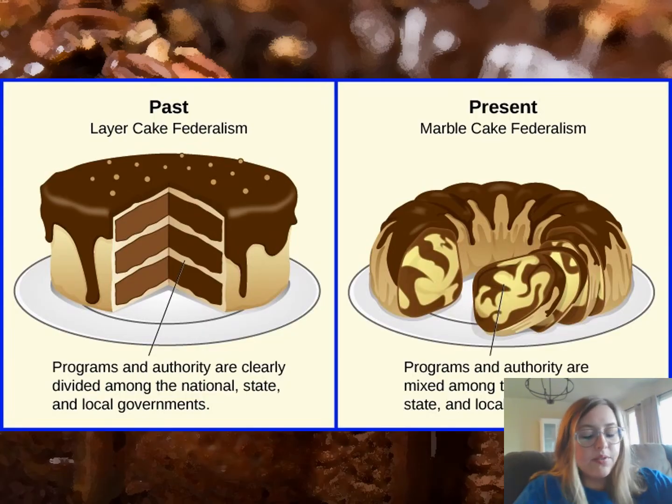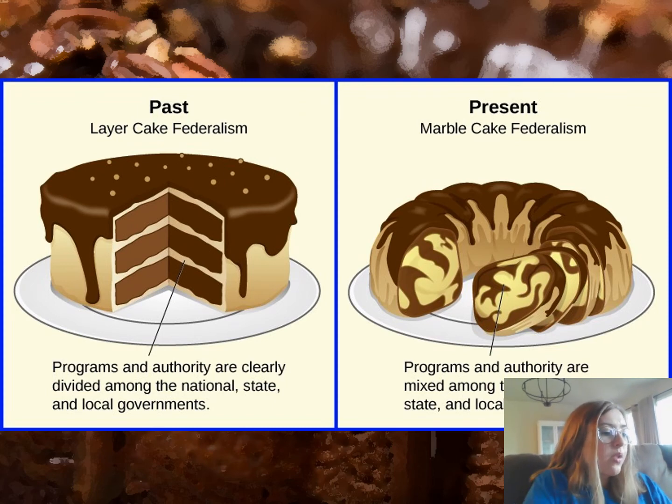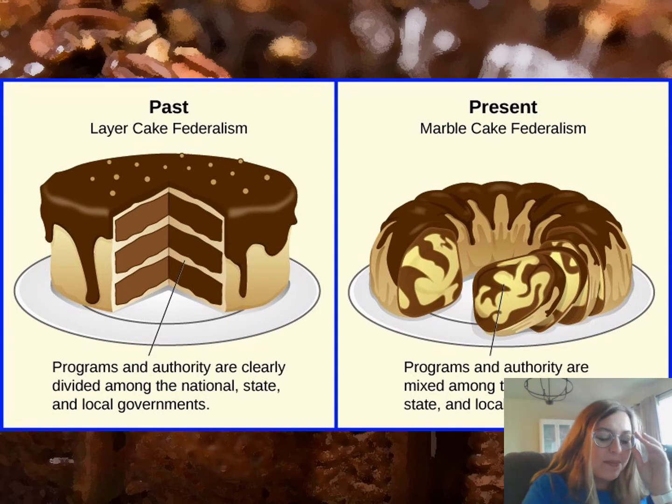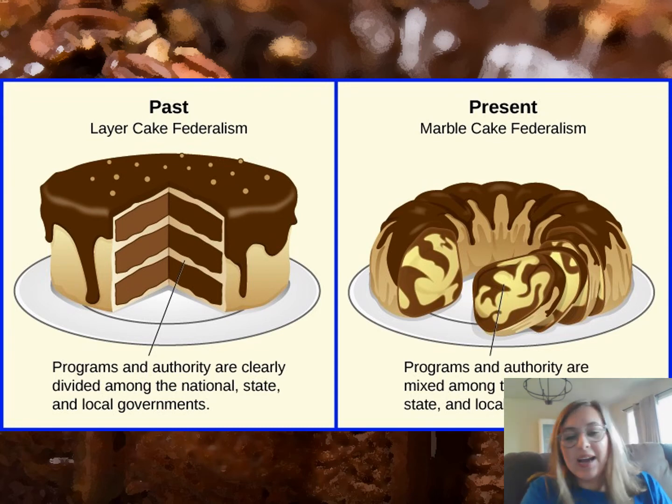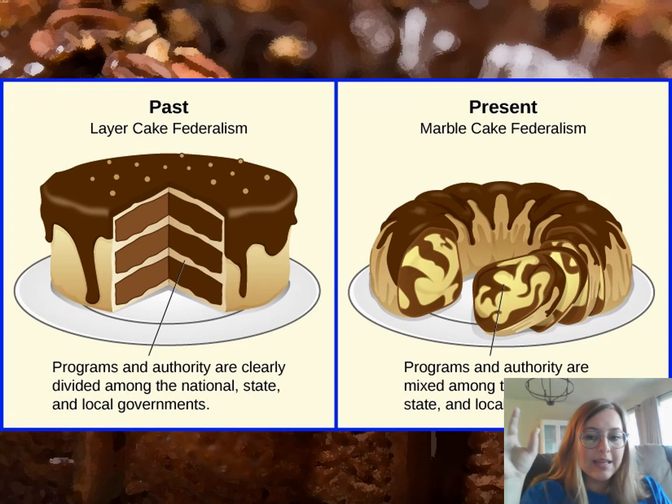Now, there's a couple different types of federalism. The first we call layer cake federalism, which is actually called dual federalism. And this is really what the founders envisioned federalism would look like. They thought that programs and authority would be clearly divided between the national, state, and local governments, and they would kind of operate in separate spheres at the same time.